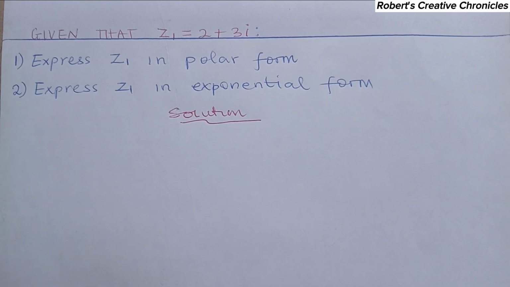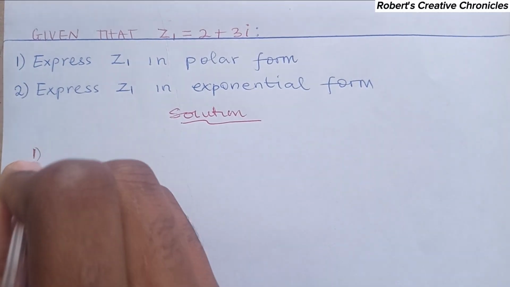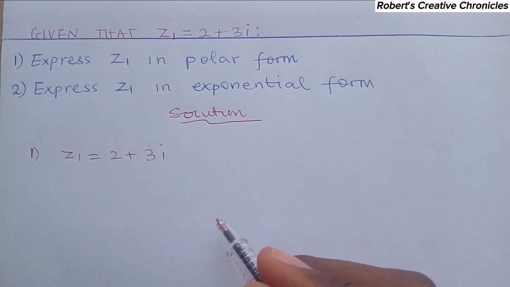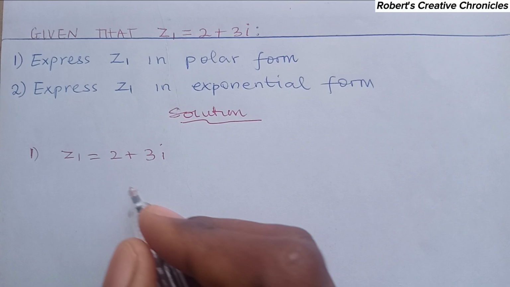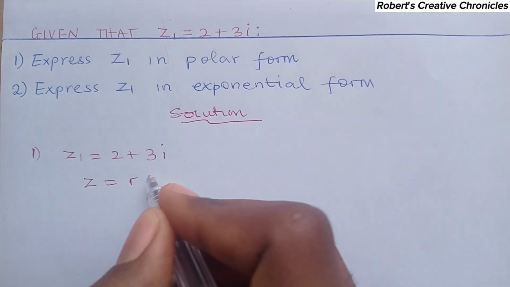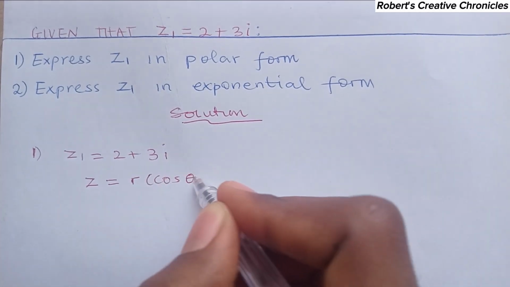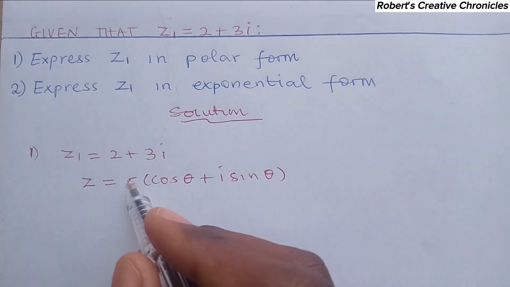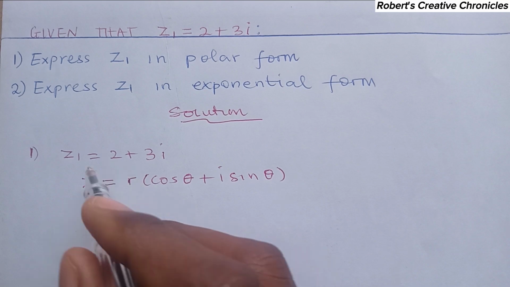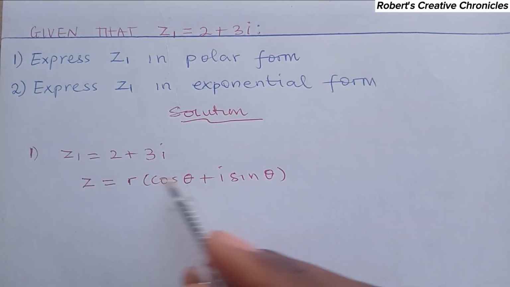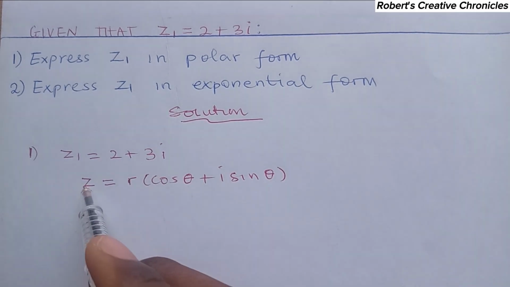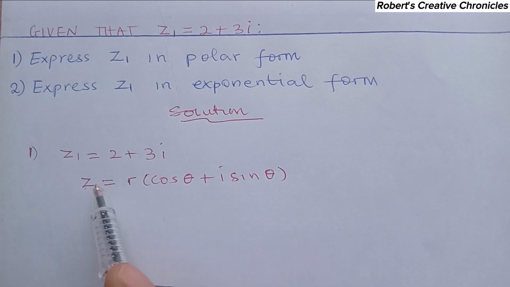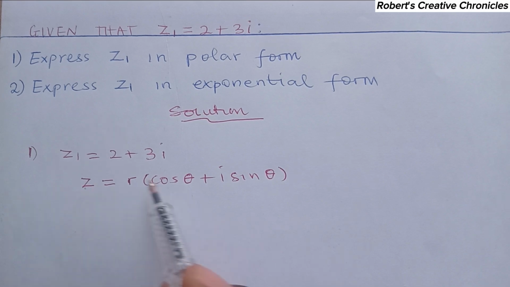So now, let's express z1 in polar form. Number 1. z1 is equal to 2 plus 3i. Now, the polar form of a complex number is given by z is equal to r cos theta plus i sin theta. This is the polar form of a complex number, whereby r is the modulus of this complex number z and theta is the argument of the complex number. So we have to find the modulus and argument of this complex number to find its polar form.